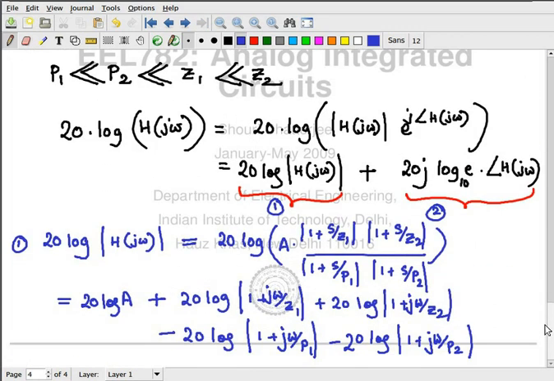Suppose now omega is greater than P1 but less than everything else. Suppose omega is between P1 and P2. What's going to happen? Only the P1 term will be there, everything else is missing. So let's say omega is much greater than P1, but still much less than everything else. Then what's going to happen to the second term?